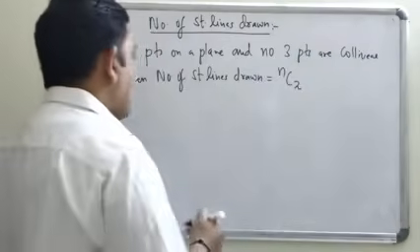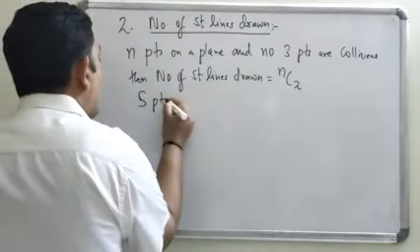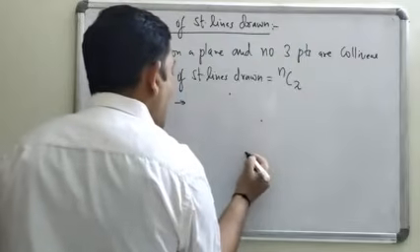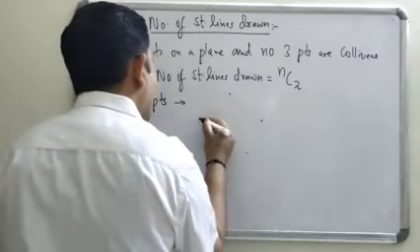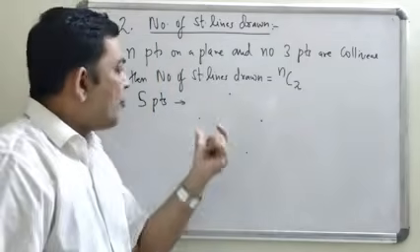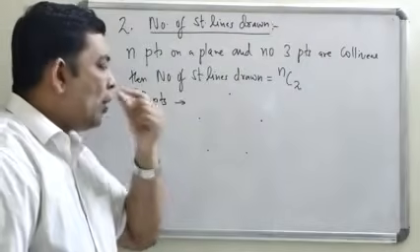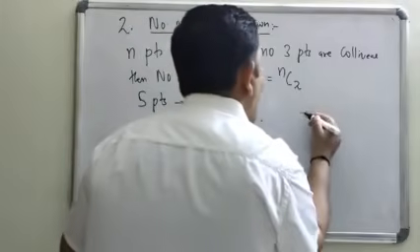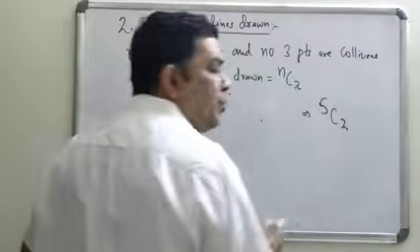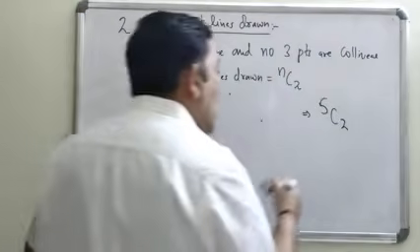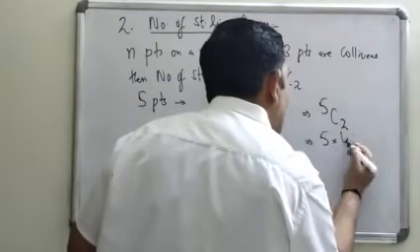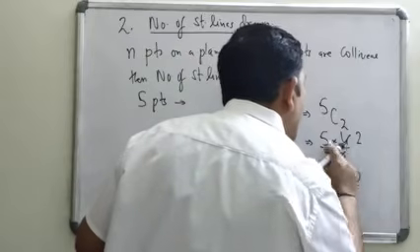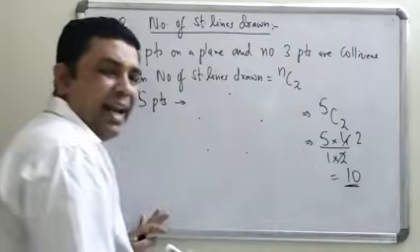Let me give you an example. Suppose there are 5 points on a plane. That means we are actually talking about a pentagon. Suppose there are 5 points on a plane and no 3 points are collinear. Let us see the number of straight lines that can be drawn. As per what we are saying, it should be 5C2. And what is 5C2? It is 5 into 4 upon 1 into 2. That means the number of straight lines that can be drawn should be 10.